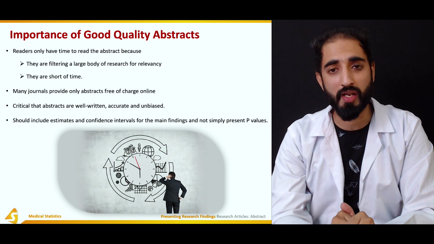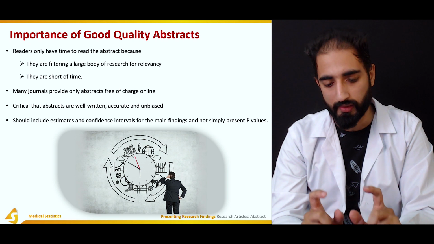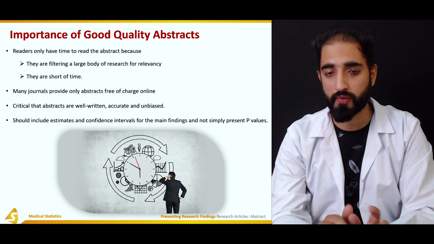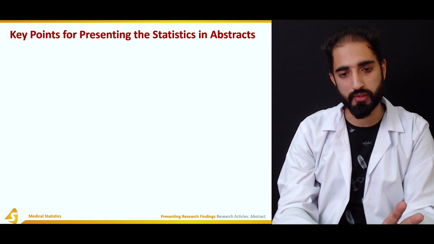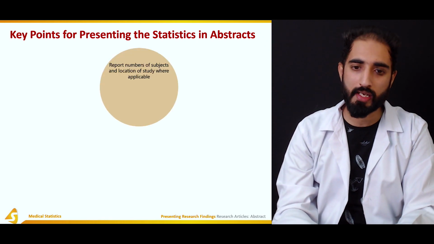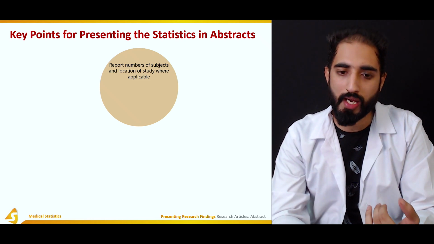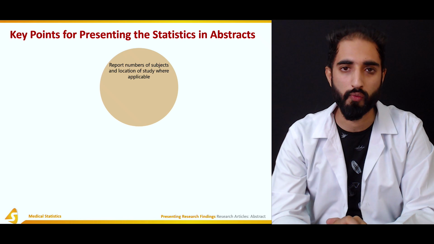But sometimes it becomes very difficult to present those estimates and averages because of the word count. So a lot of times you would see that there would be only p-values in the abstracts. So what are the key points for presenting the statistics in abstracts? Report numbers of subjects and location of study where applicable.